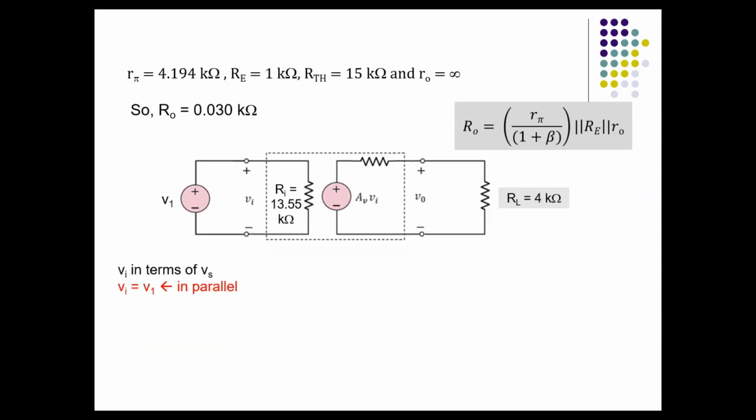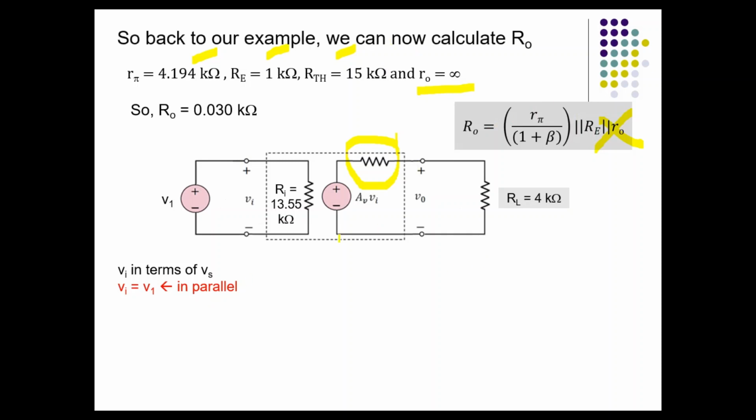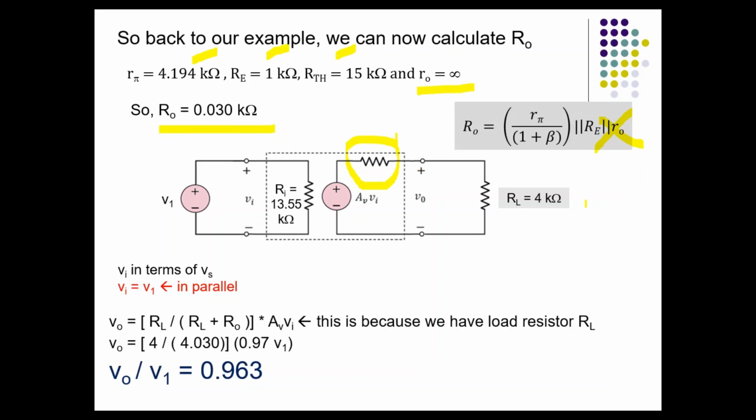So back to the example just now, you need to calculate what is Ro over here. And r pi is given, Re, Rth, and ro is infinity. So you can ignore this term, and you will only calculate these two in parallel, and you will obtain Ro equivalent to 0.030 kilo ohm. So now you know what is Ro.